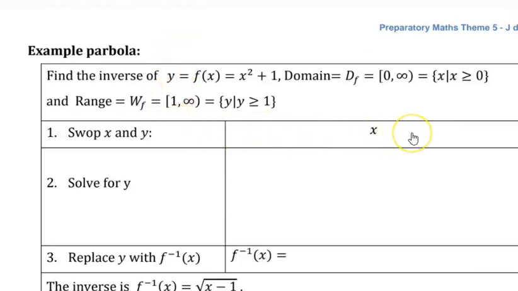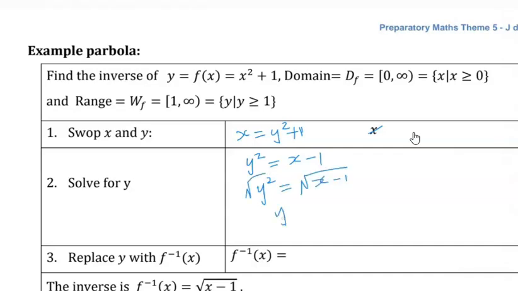First of all, we swap x and y. So if you swap x and y, then we get x equal to y squared plus 1. Now we must solve for y. So we get y squared is equal to x minus 1. To get y on its own, I must take the square root of both sides, and then I get y equal to plus the square root of x minus 1.